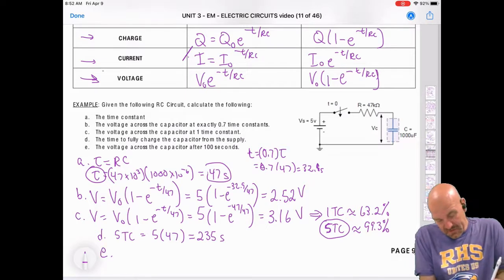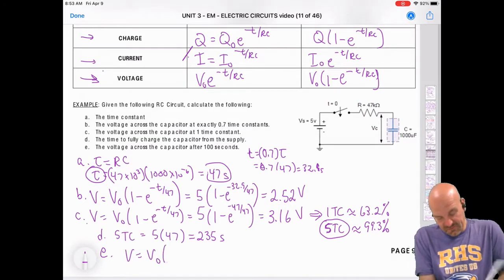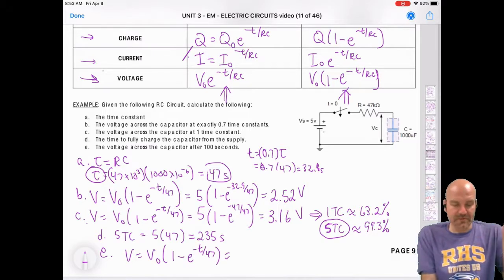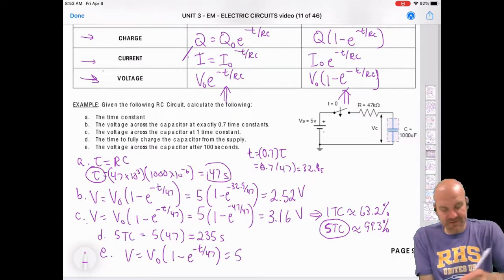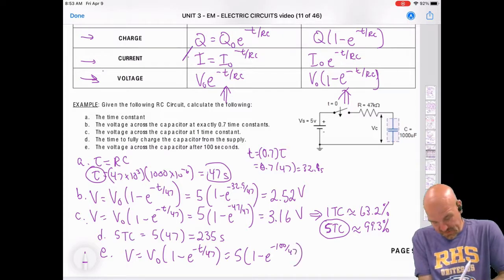Okay, and part E, the voltage across the capacitor after 100 seconds. So basically, we're just going to plug in 100 for our t. So V equals V0 times 1 minus e to the negative t over 47. Again, we're using the 1 minus because this is a charging piece, right? So if we were discharging it, then we would use the other column up there. We would just use the e to the negative t over RC. So we say 5 times 1 minus e to the negative 100 over 47.